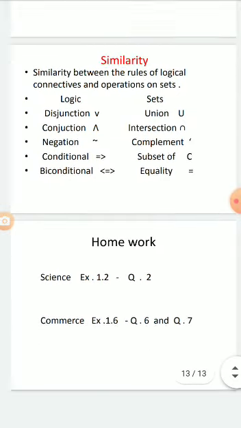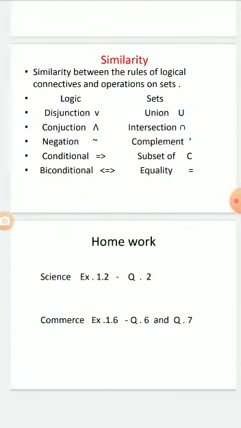Then homework. When we studied 1.2 we did not study question number 2. So now you can study question number 2. Question number 2 contains examples based on this equivalence. And commerce students can study exercise 1.6, the remaining two questions, question number 6 and question number 7.